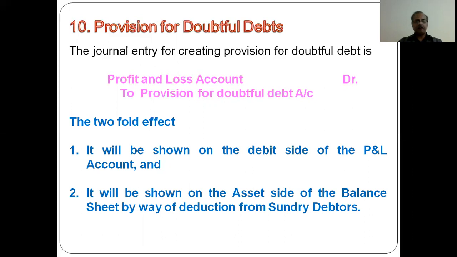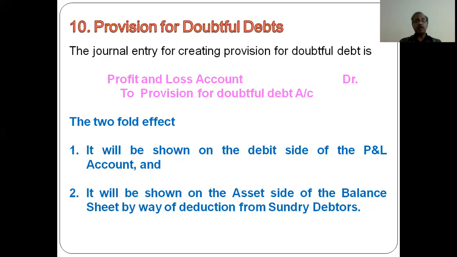So the accounting treatment for provision for doubtful debt will be similar to bad debts. It will be shown on the asset side of the balance sheet by way of deduction from sundry debtors. I already mentioned that in the balance sheet we record only good debt. Whatever debt is bad or doubtful will be deducted from total sundry debtors, and the net figure, we can say good debt, will be shown on the outer column.